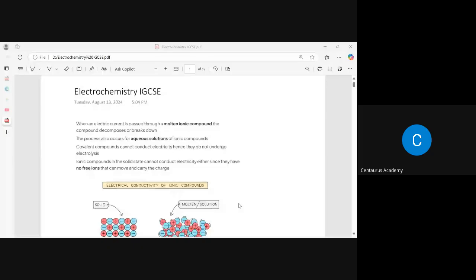Okay, now we're going to begin with electrochemistry.